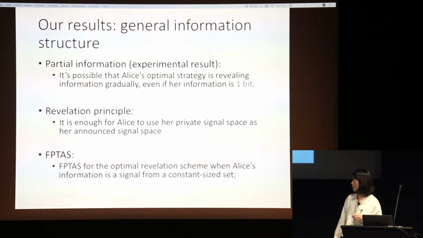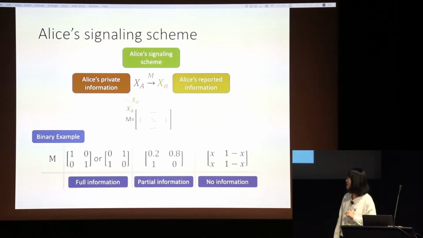And based on this result, we provide an FPTAS when Alice's information comes from a constant-size set. Prior to our work, it was even an open question whether this optimal information revelation strategy exists. And this is Alice's signaling scheme in the first stage.